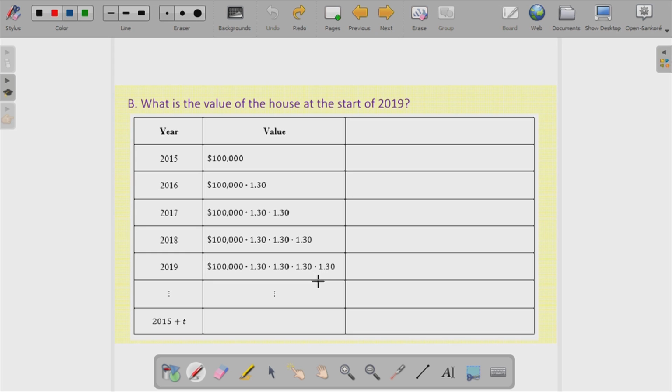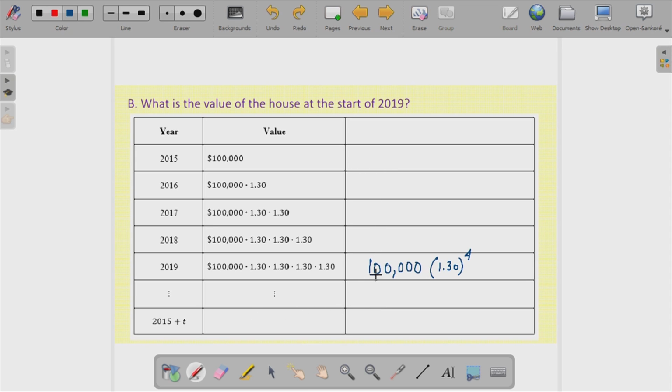And now we're just aching for a better way to do this, aren't we? So it should occur to students that a nicer way to write this long product is 1.30 to the fourth power. So that's what our value is in 2019, and we can go back and use that same notation for all of these.